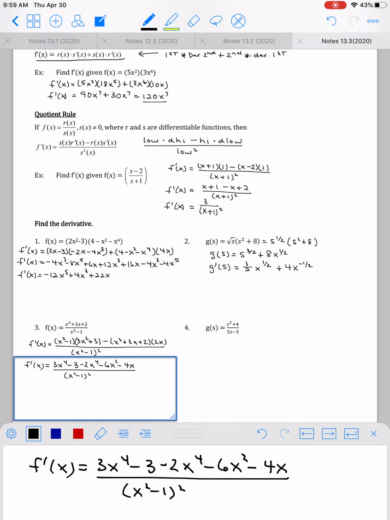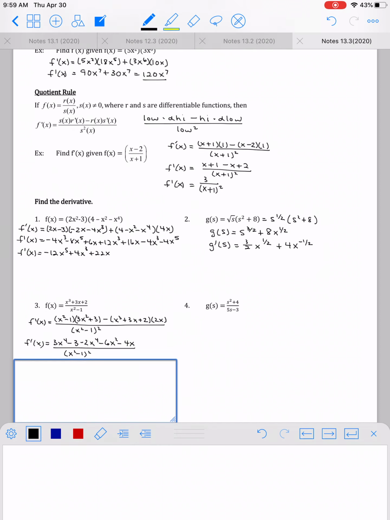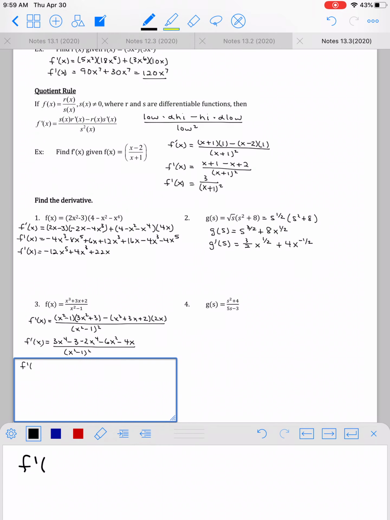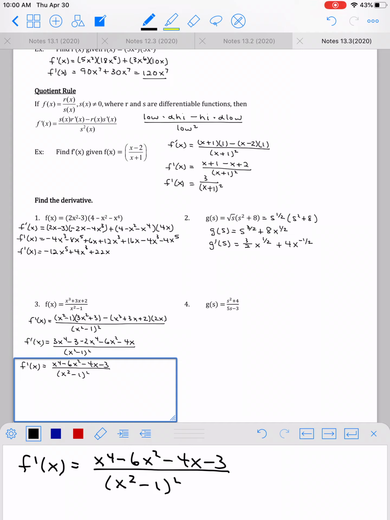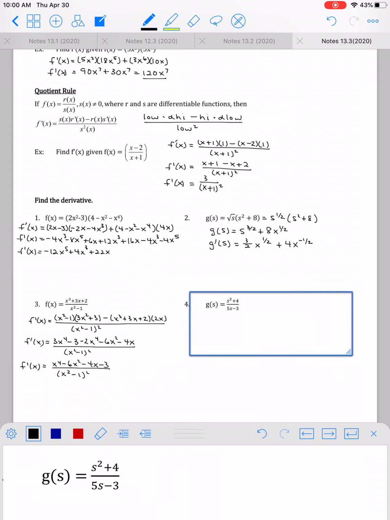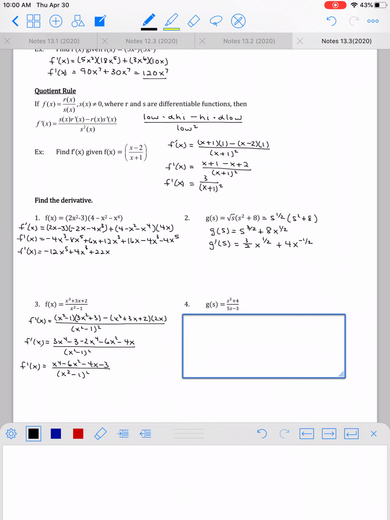And now at the top, just clean up the fraction so we can combine some like terms there. So it's looking like x to the 4th minus 6x squared minus 4x minus 3. Your shot would be to group, but that's not going to work. So x squared minus 1 quantity squared on the bottom. And then one more practice with the quotient rule, just to be sure.